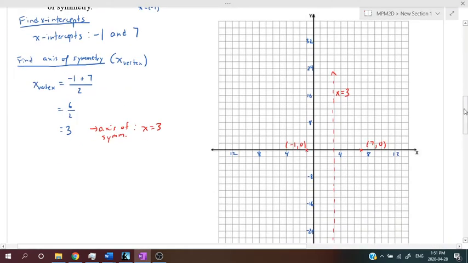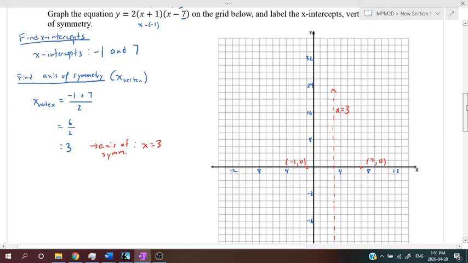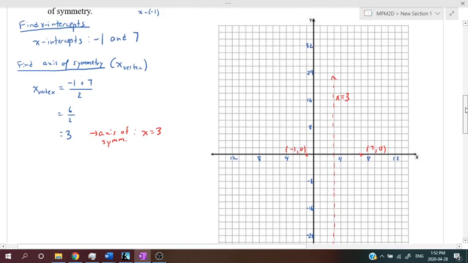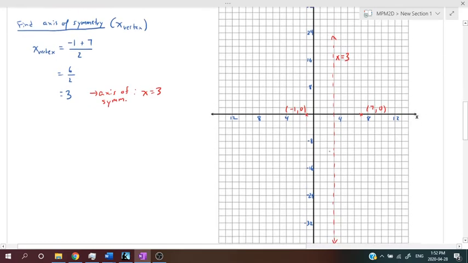We also need to actually graph this parabola. So we have the axis of symmetry, we have the x-intercepts. We don't have the vertex yet. Now we know the vertex is going to be somewhere on this axis of symmetry, but we don't know where. It's going to be up, it's going to be down. So let's actually find the vertex. Now we already have the x of the vertex, so let's actually find the y of the vertex. Now I know elsewhere we've called this h and k, but for this form we're going to just call them the x of vertex and the y vertex. So let's find the y vertex.